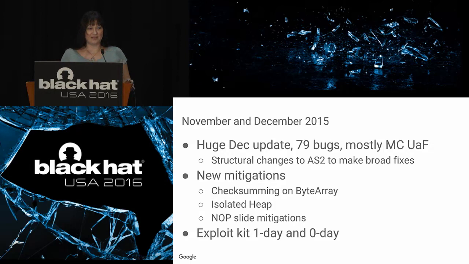There were also new mitigations implemented in December. There were 3 main ones. There was checksumming on the byte array class, so that previous vulnerability, which got read-write access to memory by corrupting a byte array class, is now harder to do because there's a checksum on the byte array, and if it gets corrupted, it crashes. They also implemented the isolated heap.